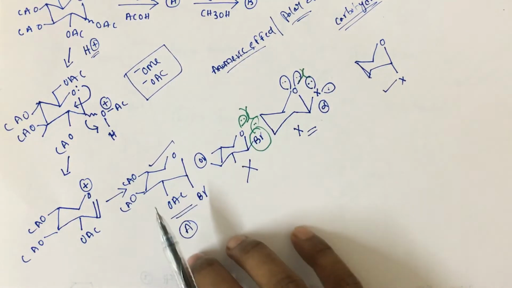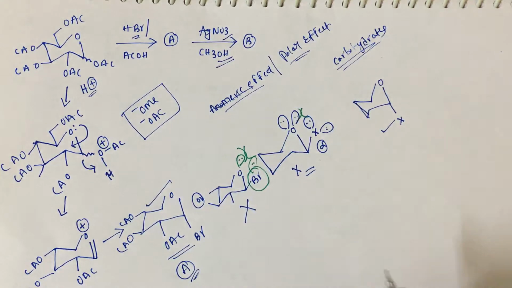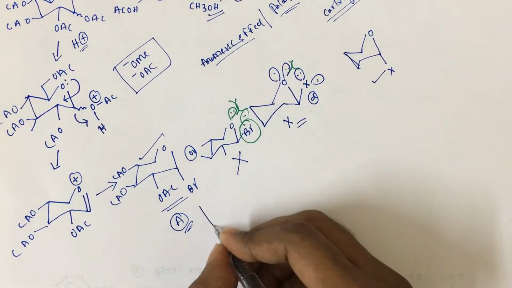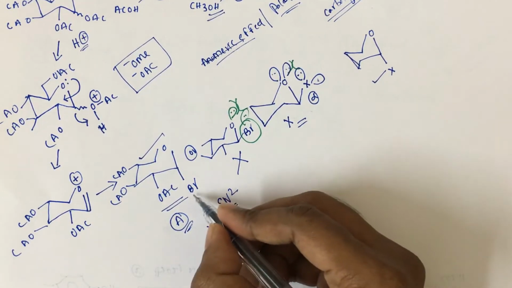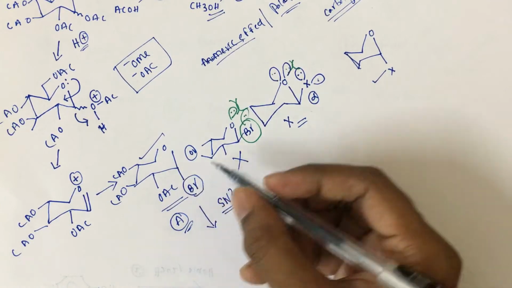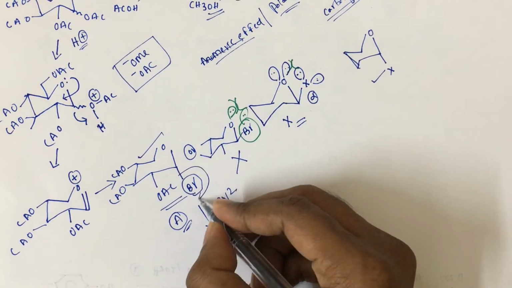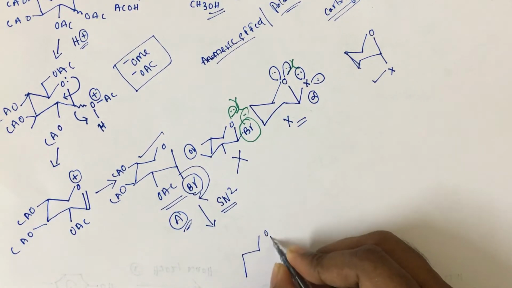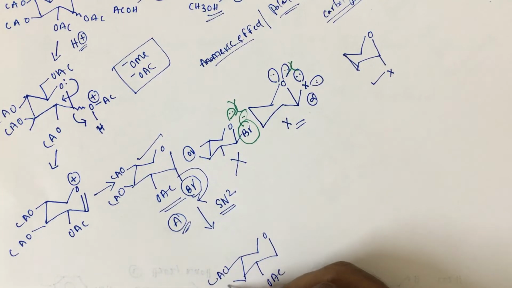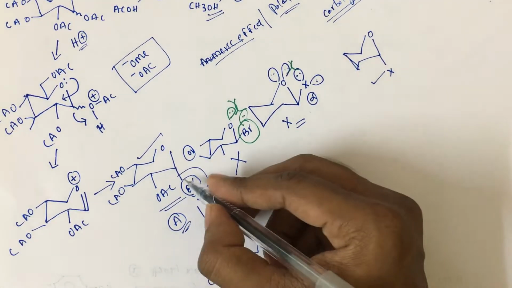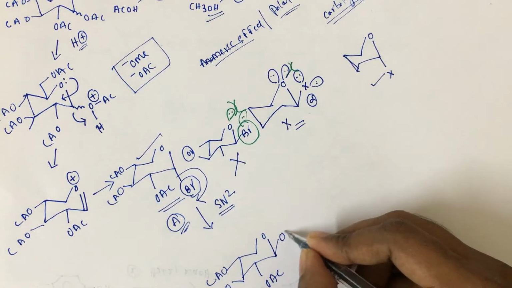In the second product, B, we are treating this compound with methanol in the presence of AgNO3. This is simply an SN2 reaction. Here we have a bromine in the axial position, and the nucleophile OMe comes from the equatorial position. So this bromine leaves this way. In the final product, we get this OAc, and here also OAc, and the bromine goes this way, the axial way, and the methoxy group will come the equatorial way.